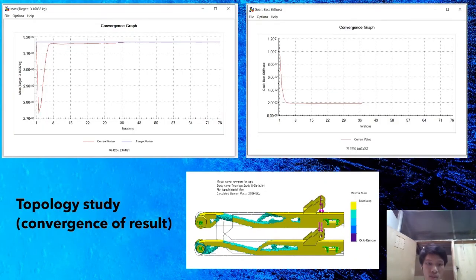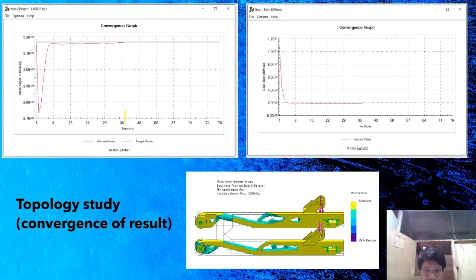In the topology study, this is the convergence of the result. The mass target is 3.16, which is 50% of the original mass. So the simulation will run a number of iterations until the mass reaches the target. As we can see here, the number of iterations stops at 37, which means the mass converges at iteration 37.